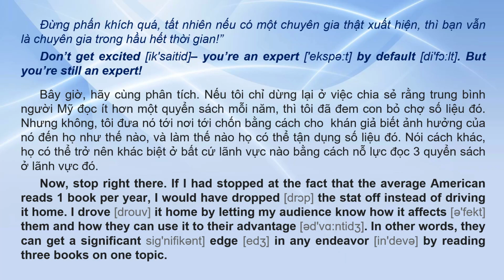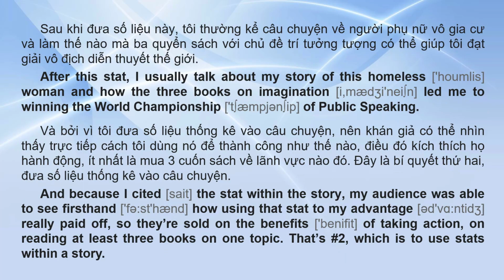I drove it home by letting my audience know how it affects them and how they can use it to their advantage. In other words, they can get a significant edge in any endeavor by reading 3 books on one topic. After this stat, I usually talk about my story of this homeless woman and how the 3 books on imagination led me to winning the world championship of public speaking. And because I cited the stat within the story, my audience was able to see firsthand how using that stat to my advantage really paid off.